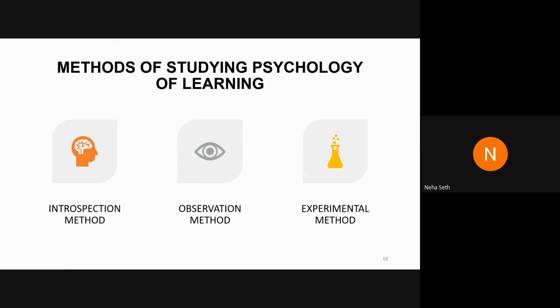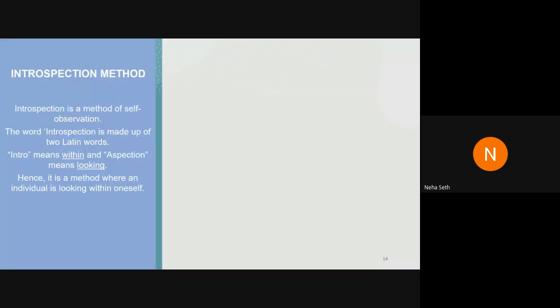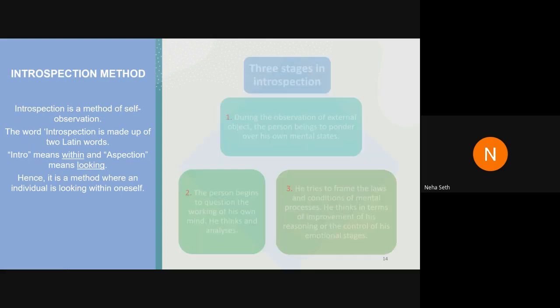There are different methods of understanding and studying the psychology of learning. These three methods are introspection, observation, and experimental methods. We will see this one by one. Now, when I'm talking about the introspection method, it is a method of self-observation. Introspection means intro means within and inspection means looking. So when I'm looking within myself, that means I am following the introspection method. So it is a method where an individual is looking within oneself.